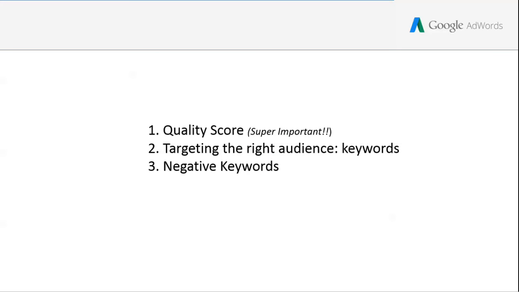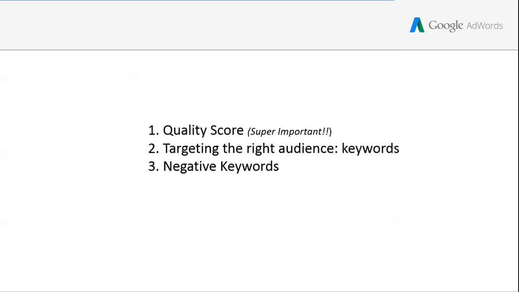So today we're only going to be looking at three very important things. These are probably three of the most important things to start with anyway, to get you on the right track, and then we're going to get into a little more detail over the next couple of series. Quality score, what is it? Why is it so important, and why is it going to save you a lot of money?